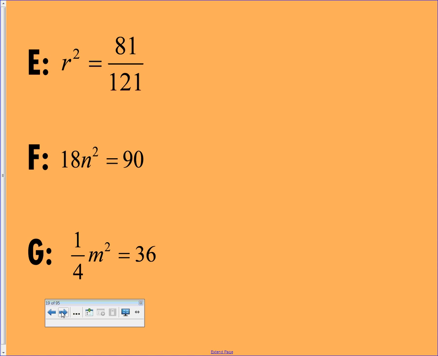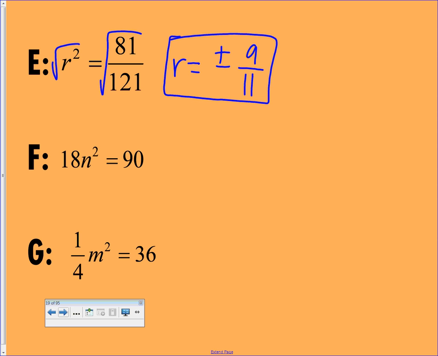So let's try E. If I want to solve for R, I would obviously square root this. So I'm going to get R equals plus or minus, big part there, square root of 81 is 9, square root of 121 is 11. So plus or minus 9 over 11. Don't worry about doing that in your calculator. Just do it separately. Do the square root of 81, 9, square root of 121, 11.